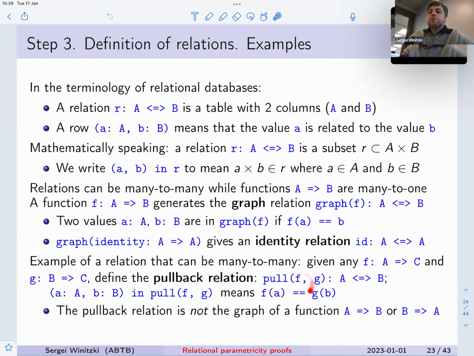So this is a very general construction which could give you many-to-many relations, because f could map many values of A to the same value of type C, and g could map many values of type B into the same value of type C. And so this could define very easily a many-to-many relation. And so this then is not going to be a graph of any function. So this many-to-many relation is not equivalent to any function from A to B or from B to A.